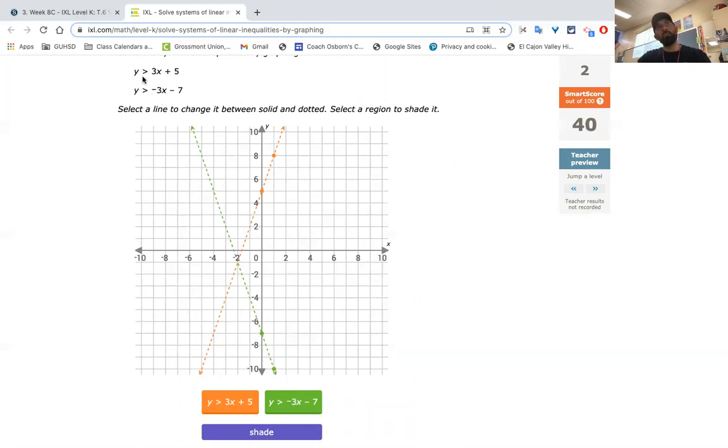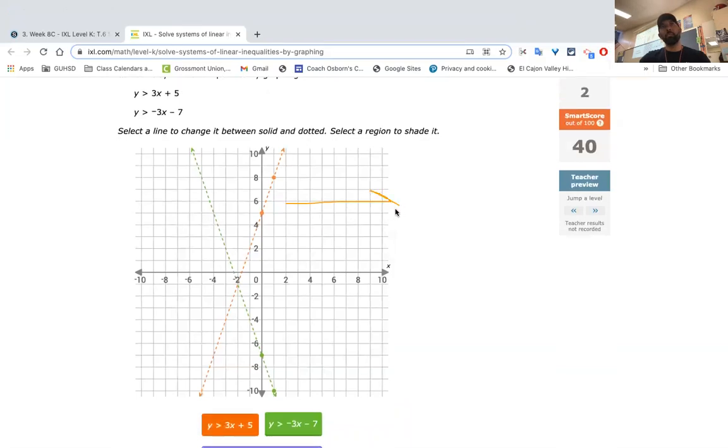All right, so the orange one, it says y is greater. Now, you guys notice it's leaning to the right. That orange line is leaning to the right. So that means that above the line is over here.